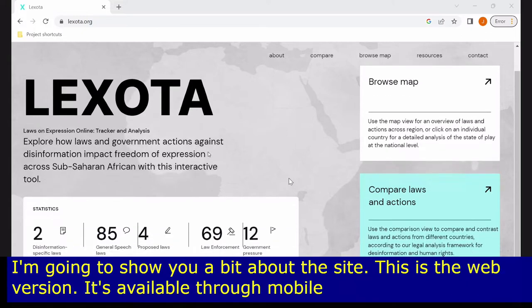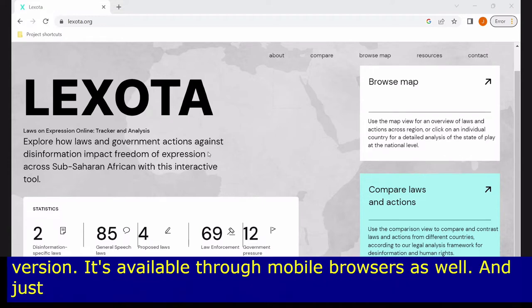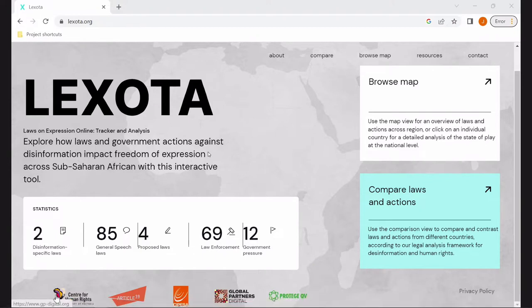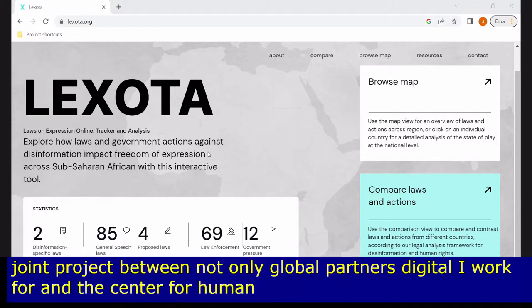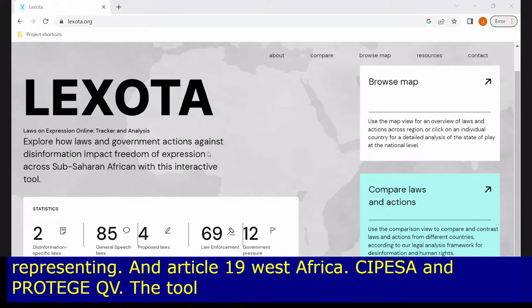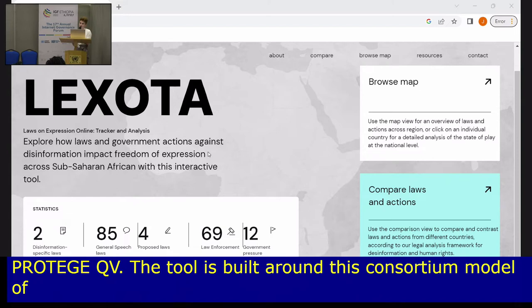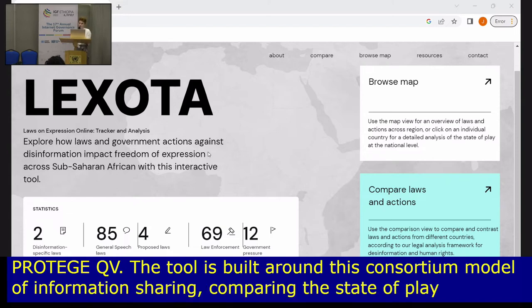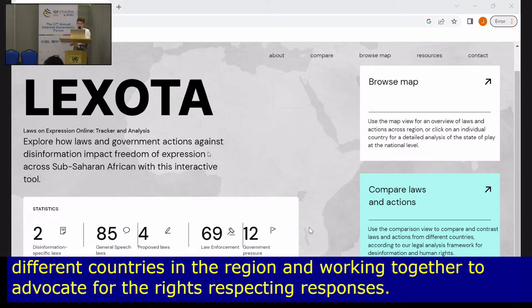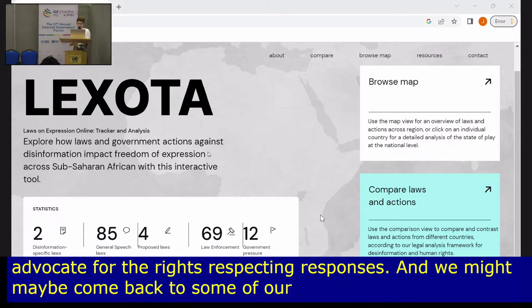And just to highlight at the start of it that this is very much a joint project between not only Global Partners Digital that I work for and the Center for Human Rights that Maristella is representing today, but also we're working with Article 19 West Africa, with SAPESA, who are based in Uganda, and then Protege QV, based in Cameroon. And so the LEXOTA tool and the project around it is really built around this consortium model of information sharing, comparing the state of play across different countries in the region and working together to advocate for these more rights-respecting responses. And maybe we can come back to some of our partners in the room to share their perspectives as well in the discussion section.